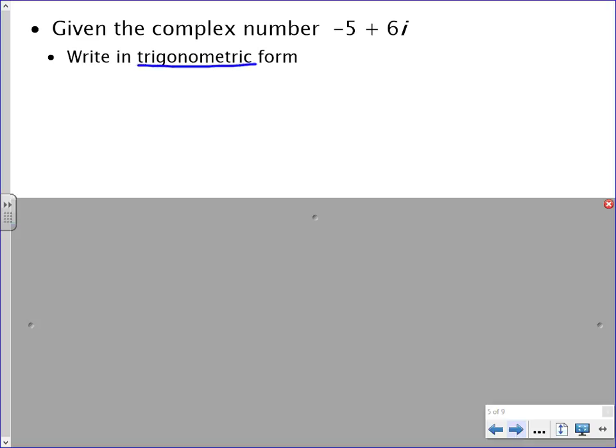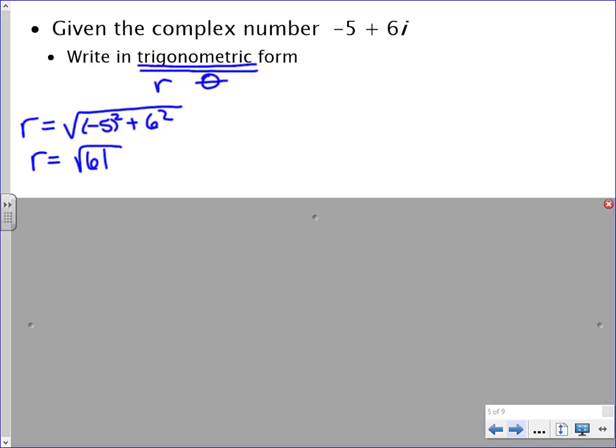In order to write our number in trig form, we need to find r and we need to find theta. Okay? So r is just the absolute value, which means we take the square root of a squared plus b squared. What's 25 plus 36? 61. And I don't think a perfect square divides into 61, so we're going to leave it as the square root of 61, just like you would in your vector days.